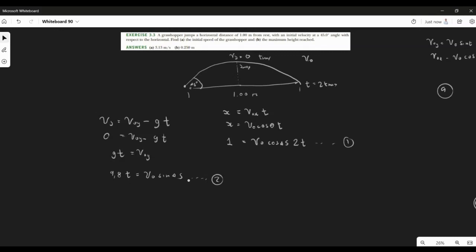Now we're going to be substituting one into the other. We can say T equals Vo sine 45 divided by 9.8. I hope that's clear to everyone. We do the same over here: 1 equals 2 times Vo cos 45 times T. Does everyone get that? Do you know what I'm doing here? Any questions before I move on?